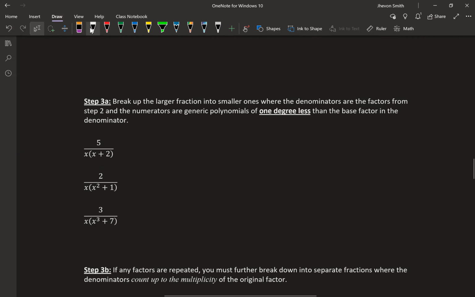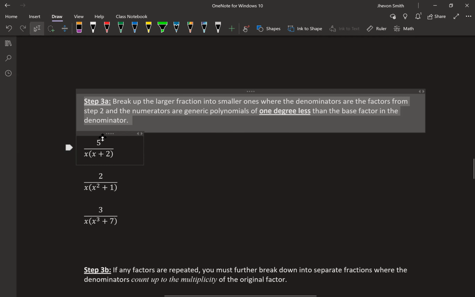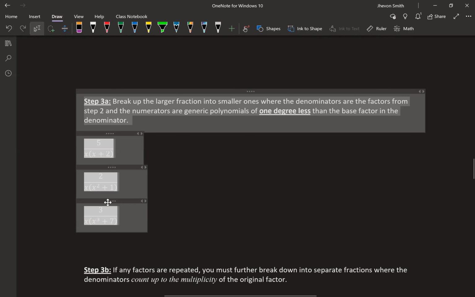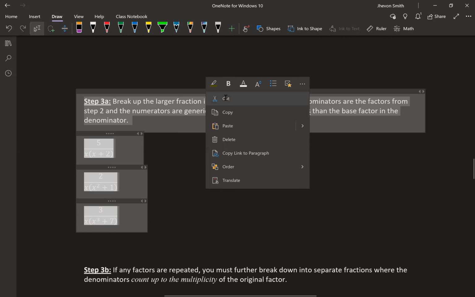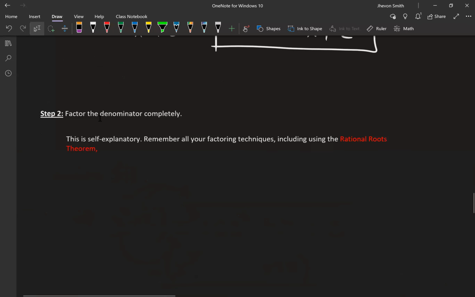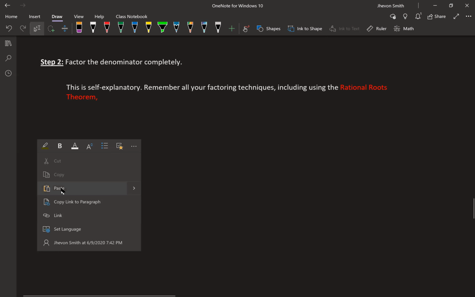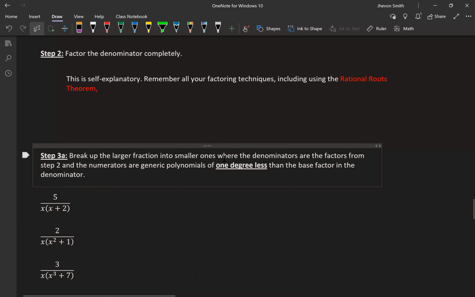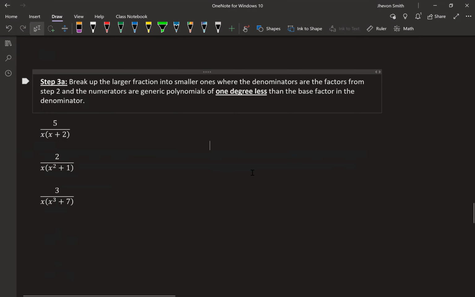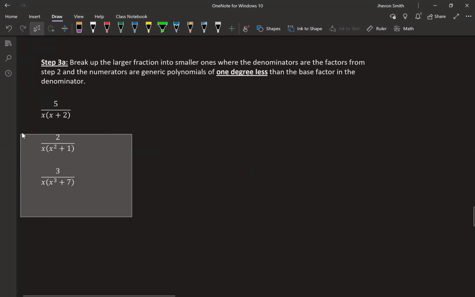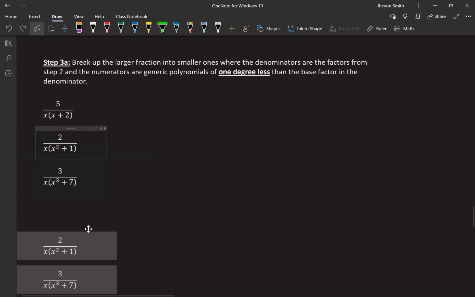Now, here's the other step, which is especially confusing when written in English. So let me explain what the third step is about. Step 3: break up the larger fraction into smaller ones where the denominators are the factors from step 2, and the numerators are generic polynomials of one degree less. What does that mean?